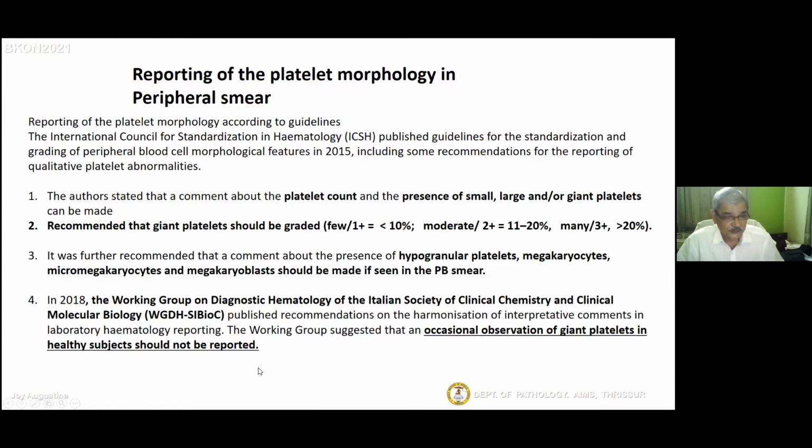Now, occasional observation of giant platelets in healthy subjects should not be reported. This is a point which has been recently put forward because of a large number of conditions which actually have giant platelets, and they are known as constitutional macrothrombocytopenias or macrothrombocytosis. And it has been described in the Mediterranean and also in the Indian subcontinent.